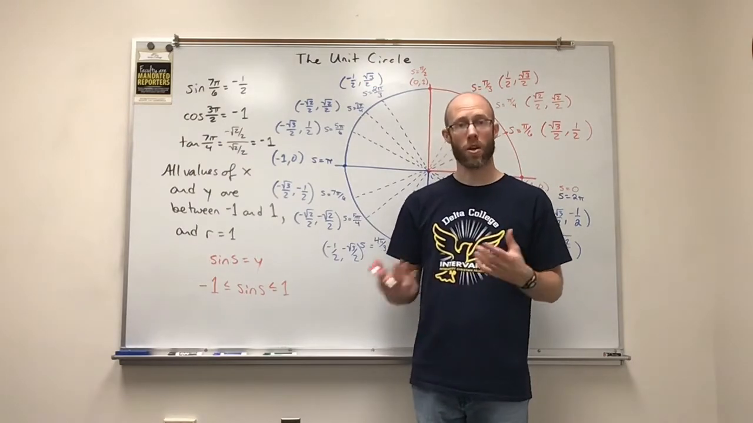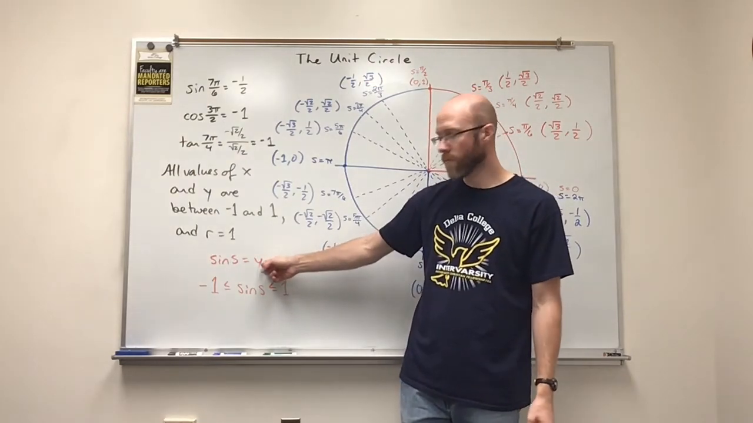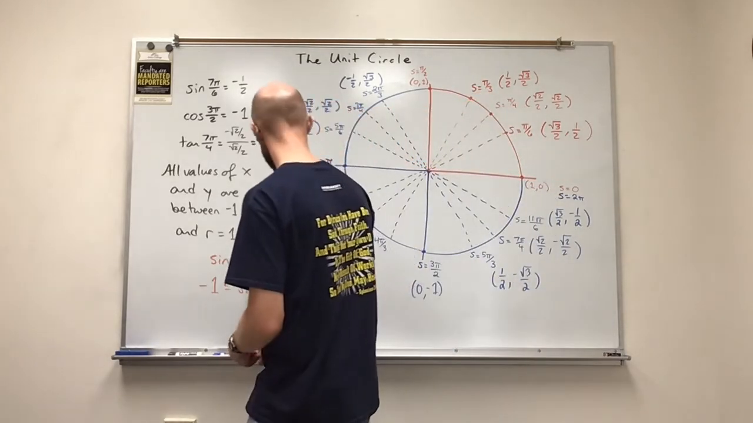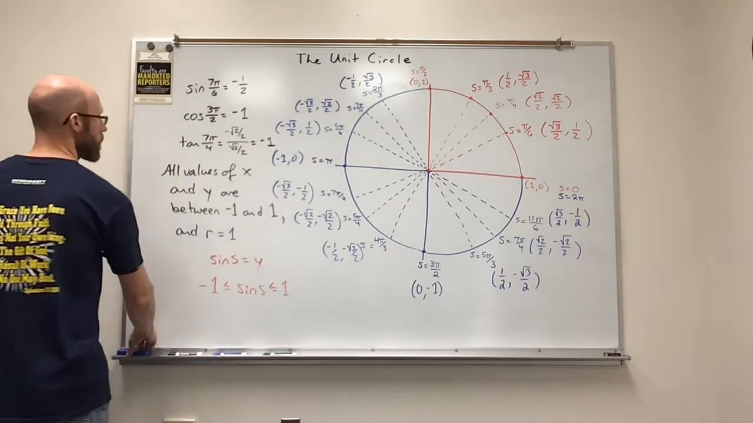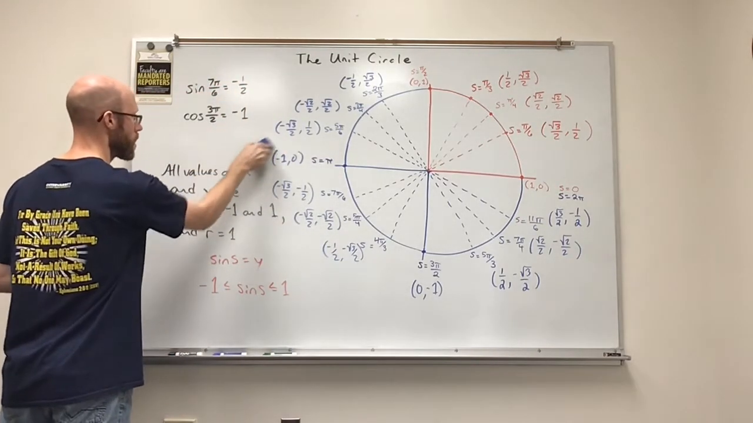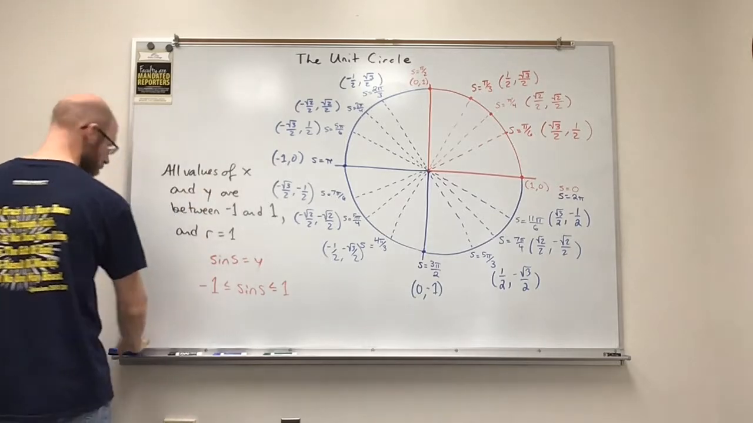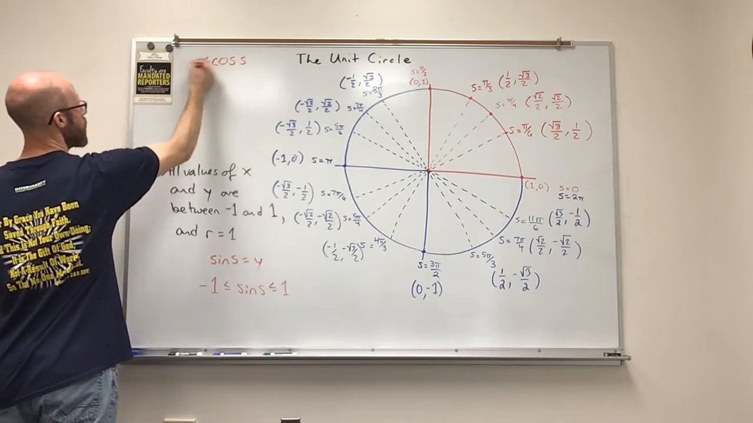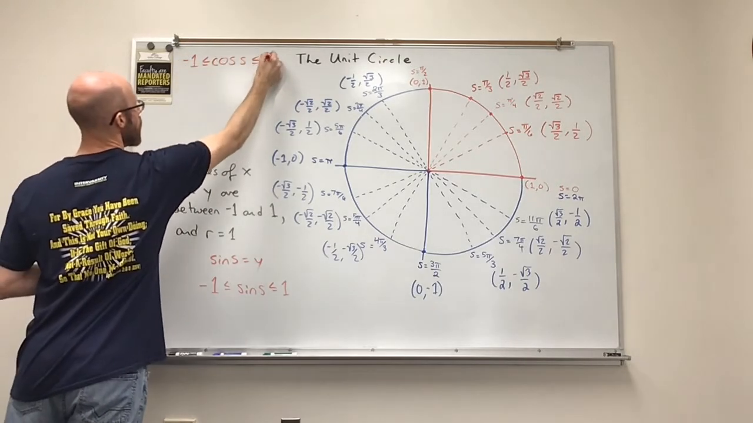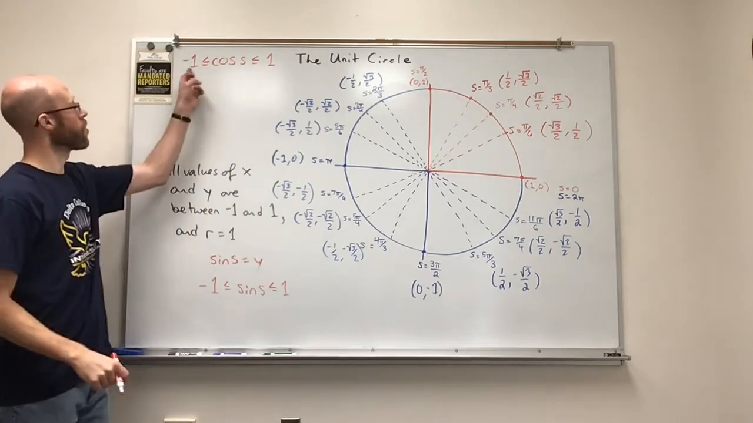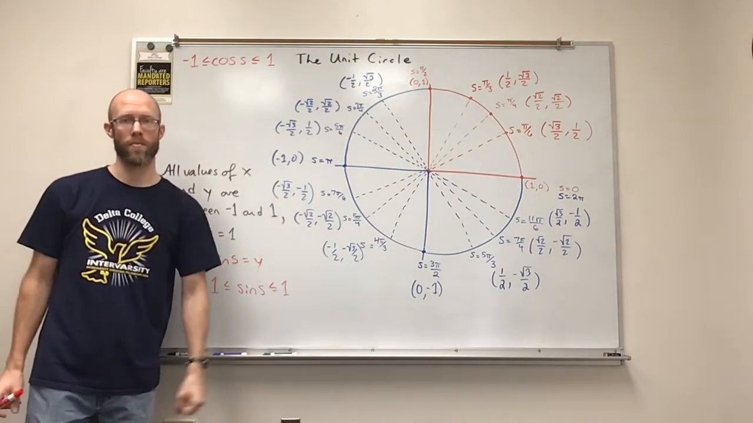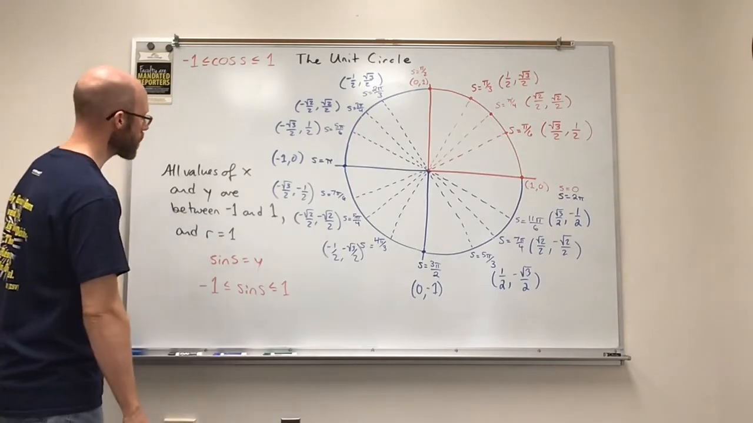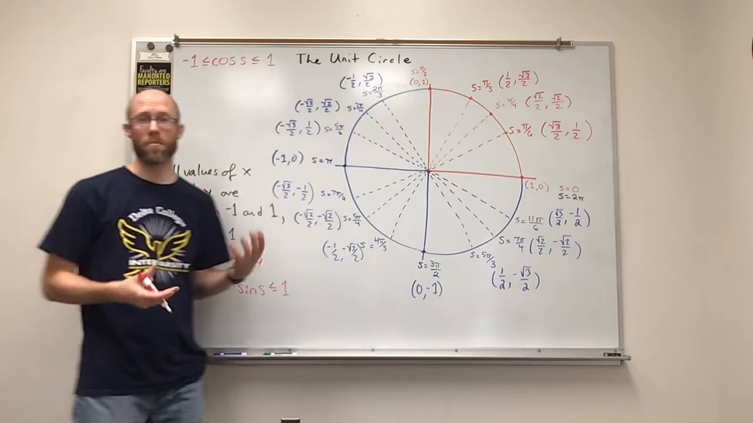The same can be said for the cosine, because the cosine is actually equal to the x value. With a similar argument, I can get the cosine to also be between -1 and 1, okay? So -1 is less than or equal to cosine, which is less than or equal to 1. It's in that interval. These are the outputs, remember. But the inputs can be anything.